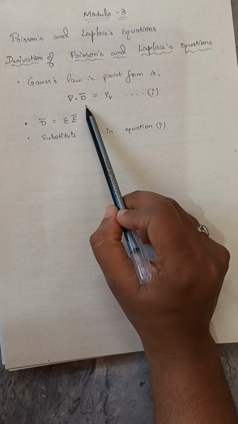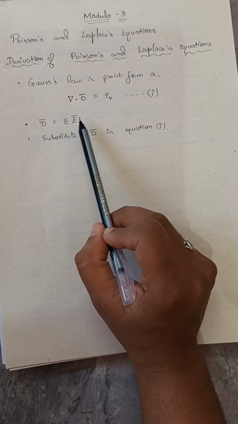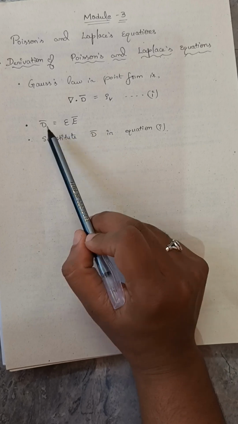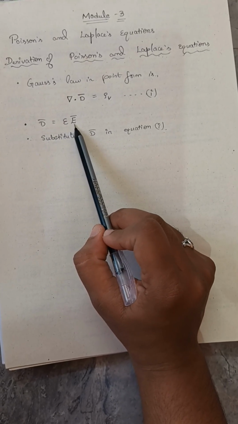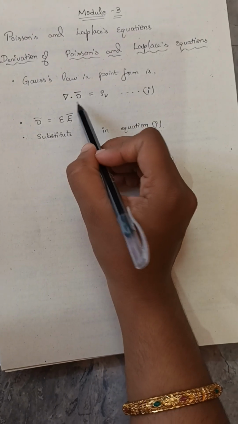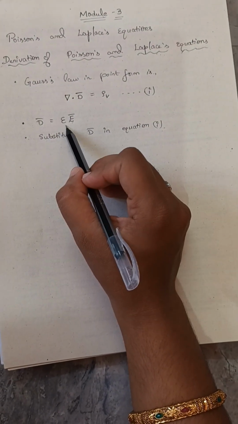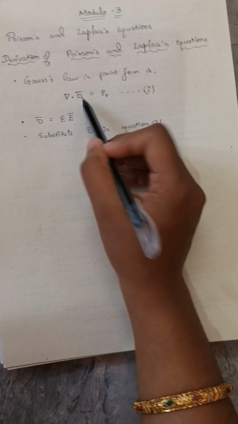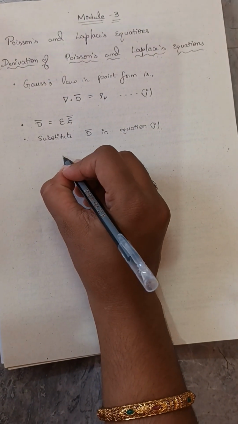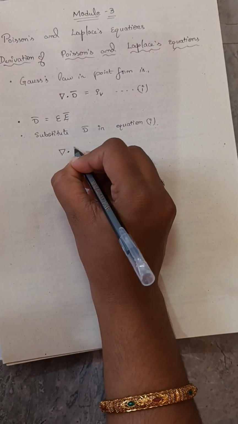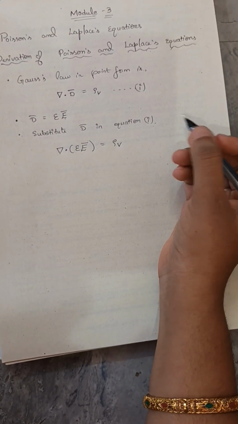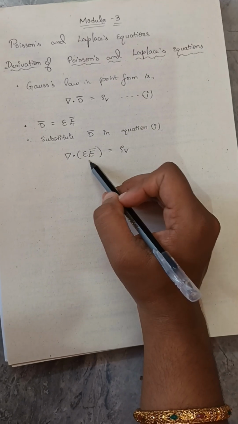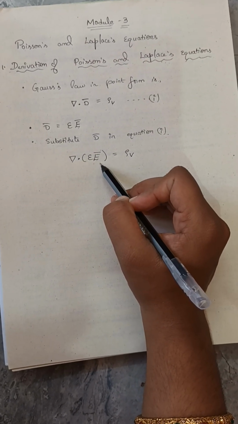We also know that the flux density D and electric field intensity E are related by the equation D is equal to epsilon into E. So now we are going to substitute D as epsilon E in the first equation. By doing that, we get del dot epsilon E equal to rho V. In place of D, we have just put epsilon into E.